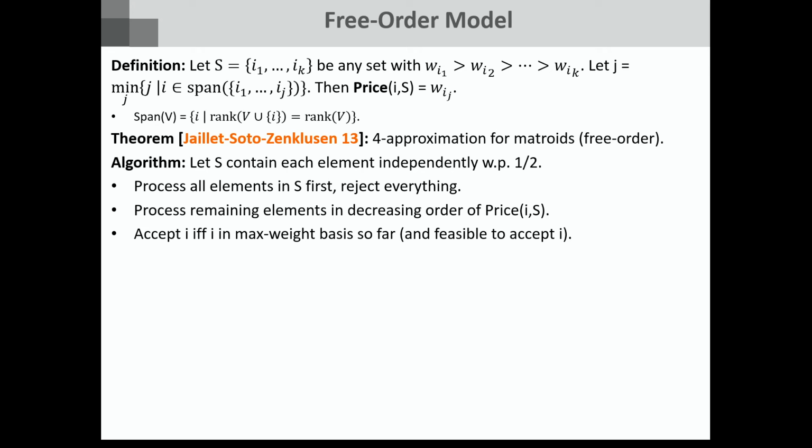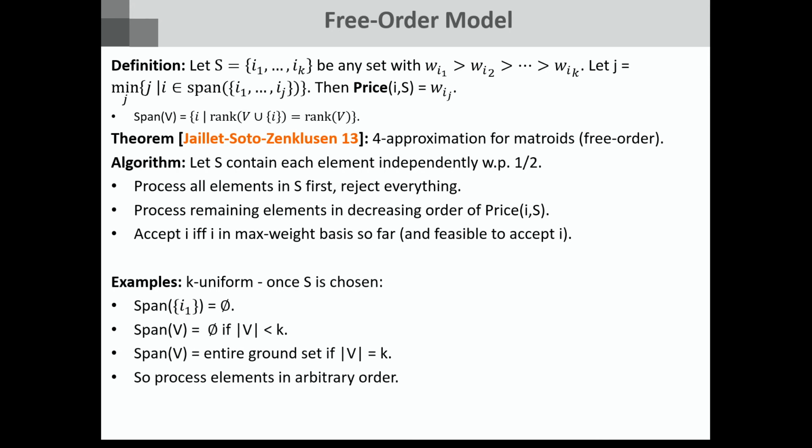Okay, so everything about this algorithm is really simple, except for perhaps how you choose this ordering. Let me give some examples of what this ordering would look like. If the feasibility constraints are a K uniform matroid, once S is chosen, the span of the heaviest element in S is just the empty set because we don't span anything. The span of any set V is also the empty set if the size of V is less than K. But as soon as we get a set of size K, its span is the entire ground set. So the ordering that this algorithm needs is actually just an arbitrary order.